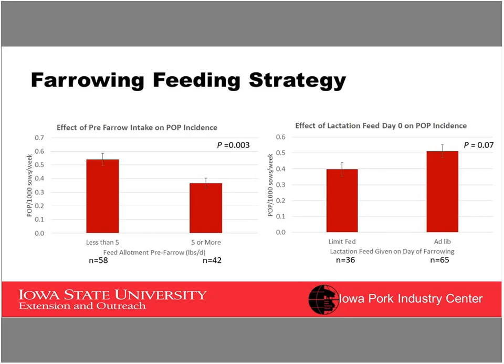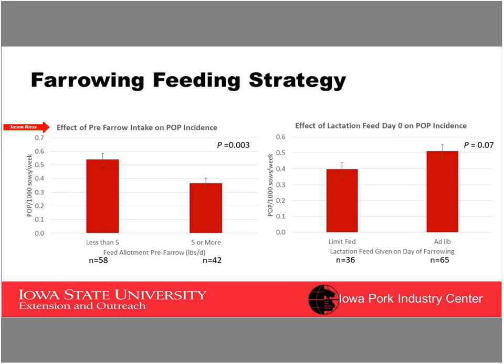So the other thing that we saw was a farrowing feeding strategy. So we asked a lot of questions regarding how lactation feed was provided once the sows got into lactation. And so pre-farrow here on the left, intake on pelvic organ prolapse incidence essentially was it 5 pounds or more of feed or less than 5 pounds. So, you get a lot of different answers to those questions, and so we try to break it into data that we can analyze specifically.